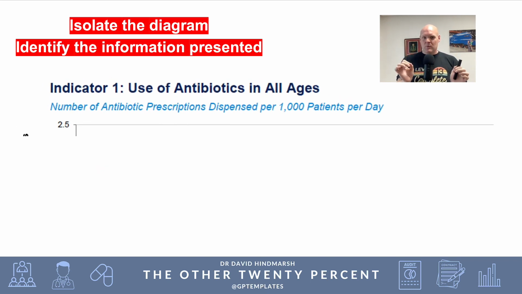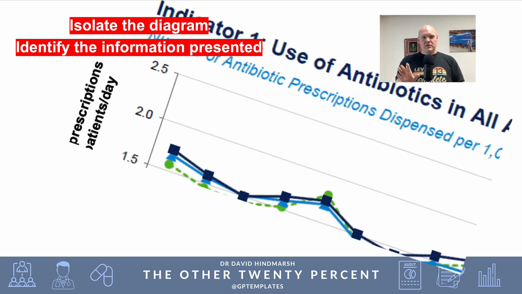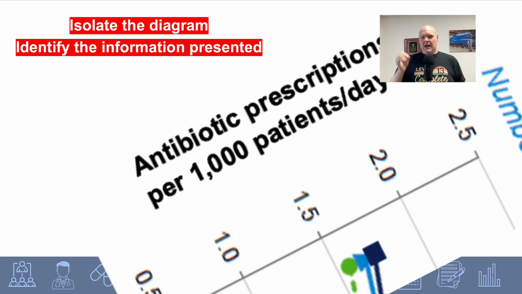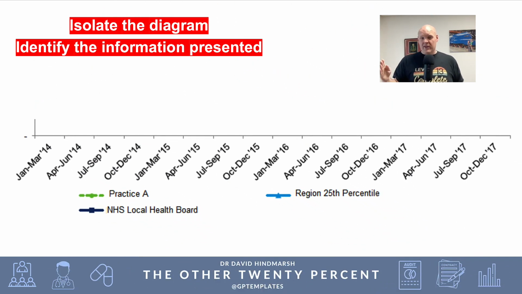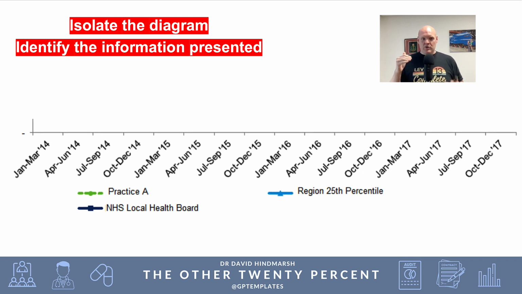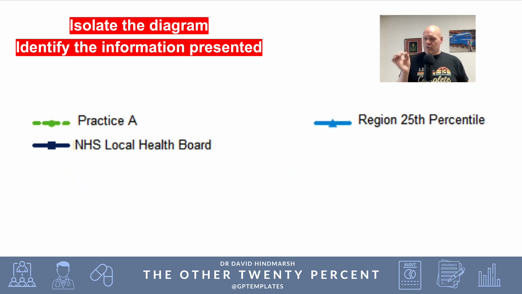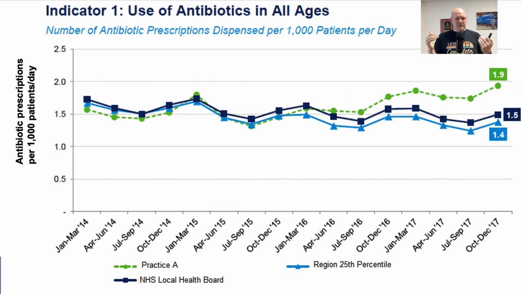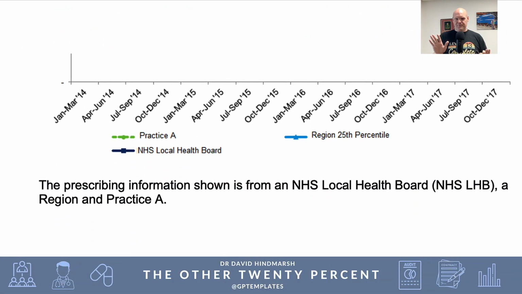So we've got use of antibiotics in all ages. Right, fine, that's useful to know. And on this side, we've got antibiotic prescriptions per 1,000 patients per day. And then along the bottom, we've got months of the year. And then we've got practice A in green, which we're going to focus on. We've got our region 25th centile and then the NHS Local Health Board. Okay, so we've got all of that information. Happy days. And then we can see how these have been plotted: months of the year versus each practice, and then the health board and the 25th centile. Fine, that's all the information we've got.